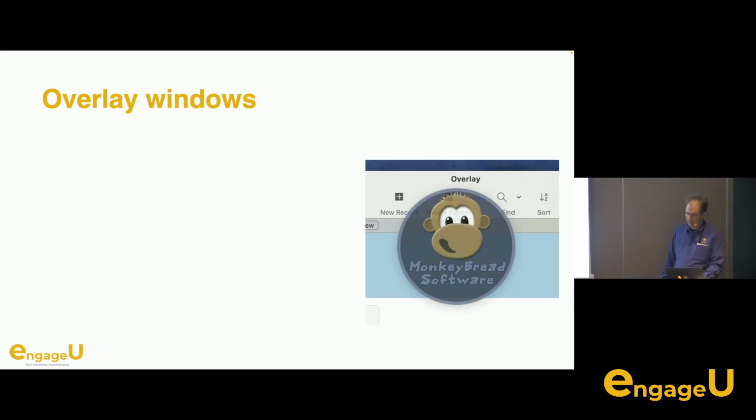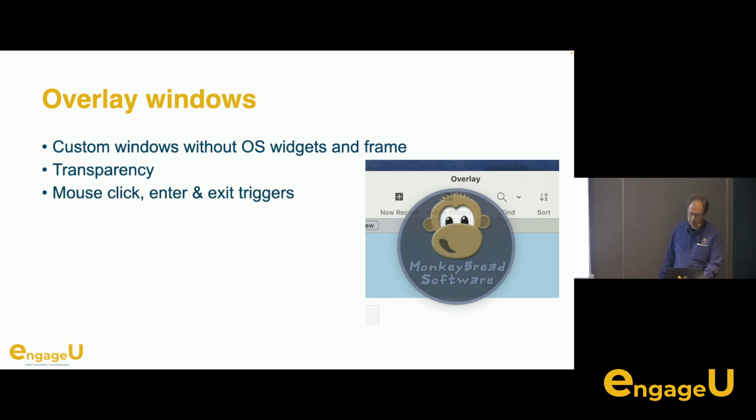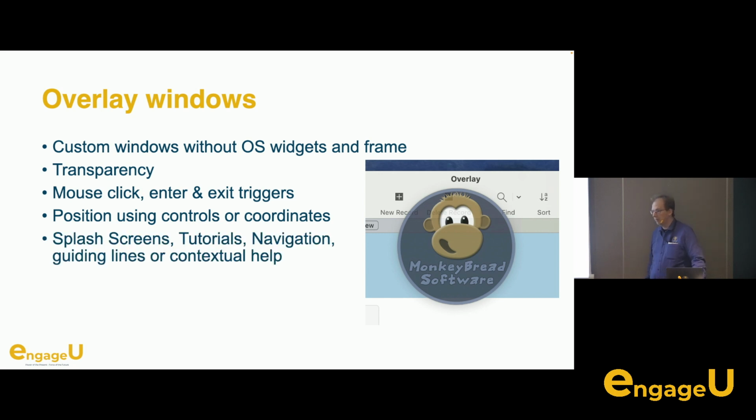Then we have overlay windows. This allows you to have a window without the usual widgets and a transparent picture as a content. You can place it anywhere you like. You can use mouse triggers to know when the user clicked on it or moved the mouse over it. You can position it on the screen based on a FileMaker window, on controls, or just with coordinates anywhere you like. It's fantastic for splash screens, for little help displays, navigation, guiding lines, whatever you like.